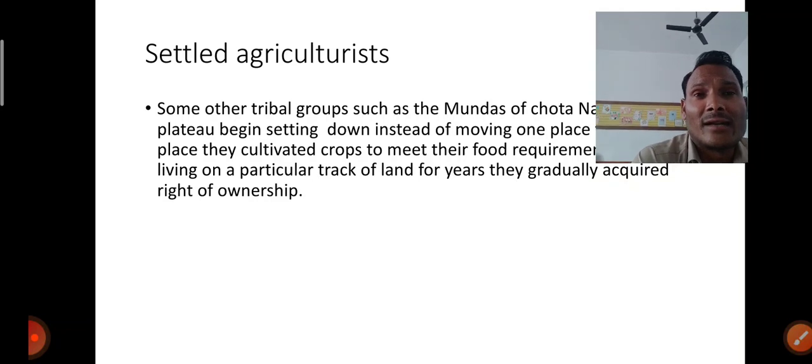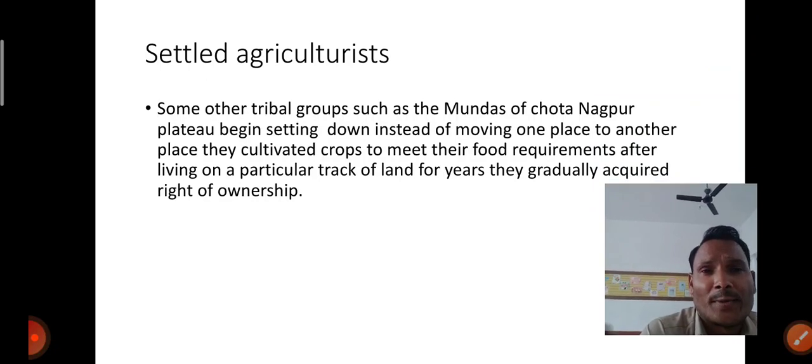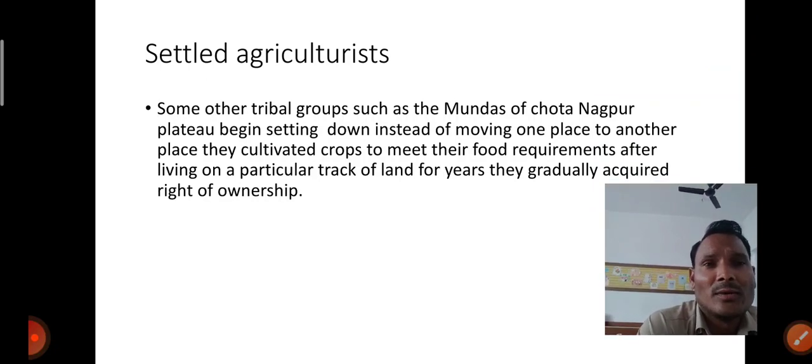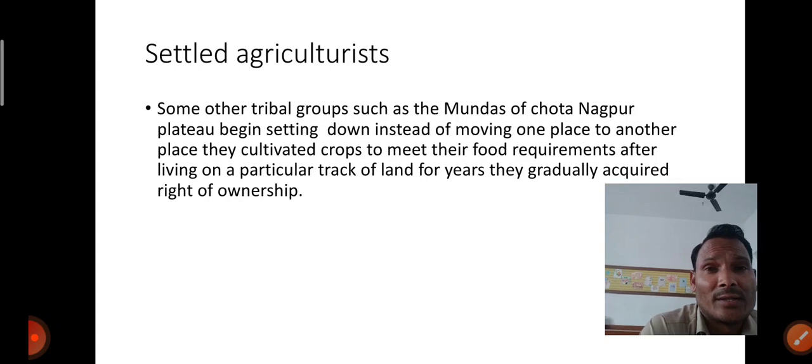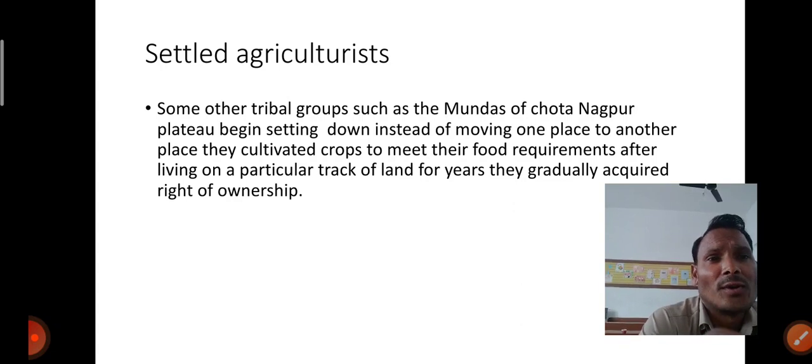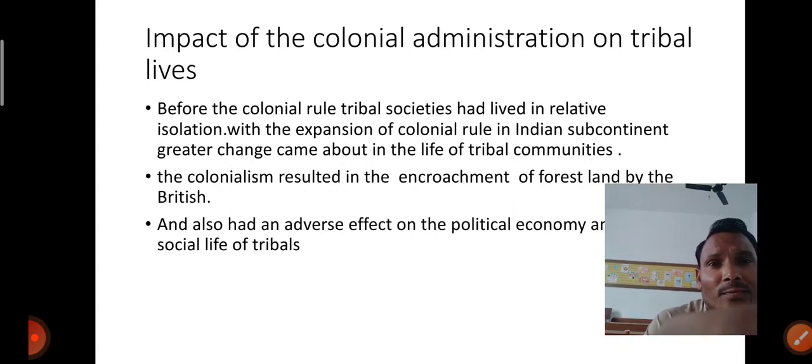Now, settled agriculturists. Some tribals settled down as agriculturists, such as the Munda of the Chota Nagpur Plateau, who began settling down instead of moving from place to place. They cultivated crops to meet their food requirements after living on a particular tract of land. Over the years, they gradually acquired the right of ownership.